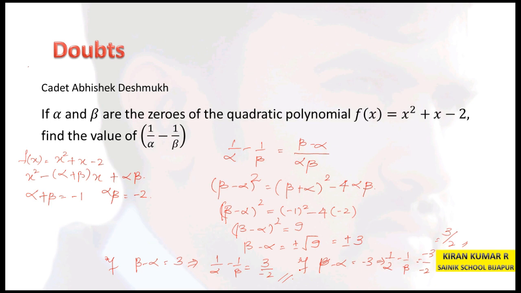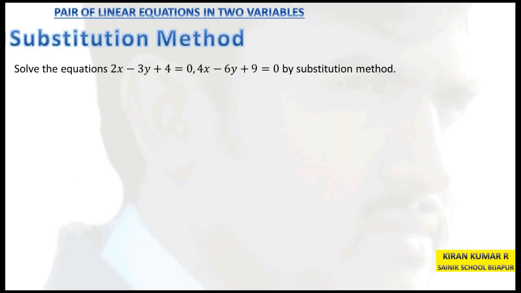These were a few doubts. Now let us continue the substitution method. I will rewrite the given equations: 2x minus 3y plus 4 equal to 0 as equation number 1 and 4x minus 6y plus 9 equal to 0 as equation number 2. We have learned that in the method of substitution we need to express one variable in terms of the other, and that value we are going to substitute in the other equation.